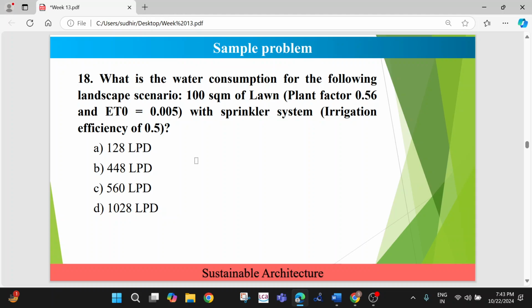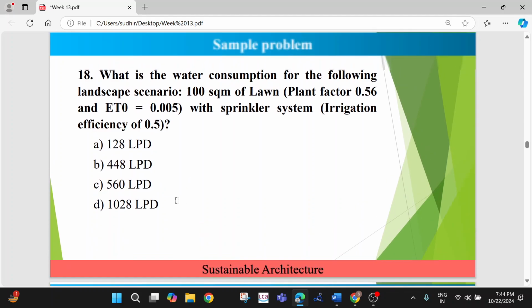and answer it correctly. What is the water consumption for the following landscape scenario, which is having 100 square meter of lawn and plant factor of 0.56 and transpiration rate of 0.005 with a sprinkler system which is having the irrigation efficiency of 0.5. So this one also I think all of you should be able to answer correctly, because a similar type of question was asked in the assignment and we will discuss in the week wise simple problem as well.